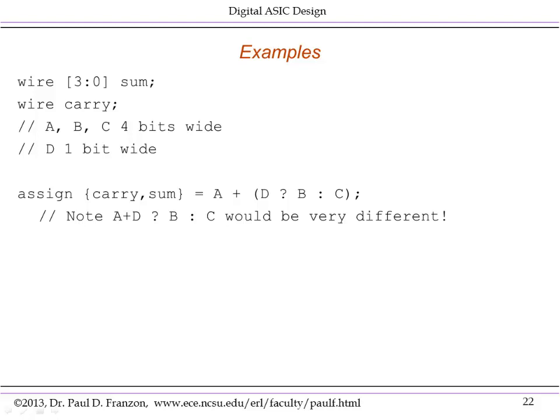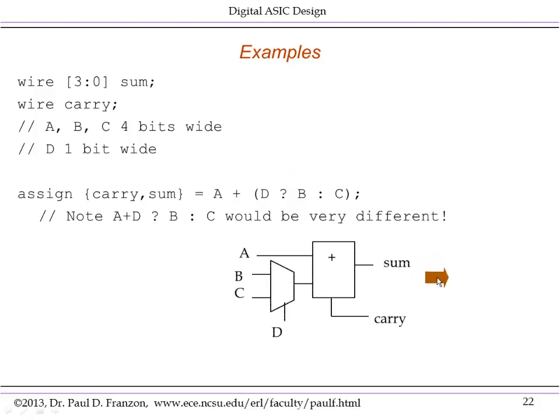So let's look at a simple example here. Here, on the left-hand side, we concatenated carry and sum together to produce a 5-bit variable that's assigned to the 5-bit output of this adder. Question is, what is the structure that is being specified here? And I want to point out very specifically that the parentheses are important here to get the structure as intended. This is the structure that is described here.